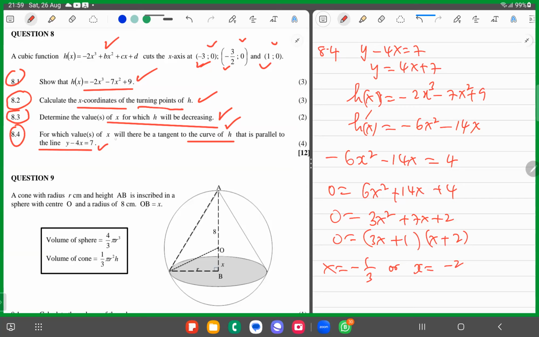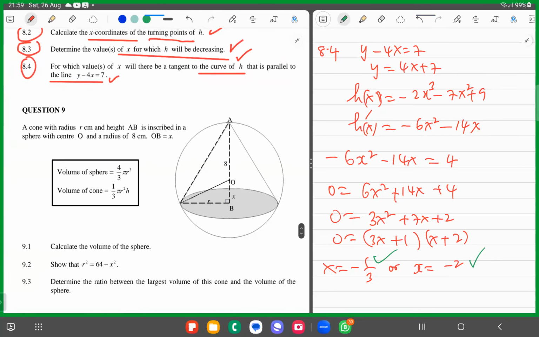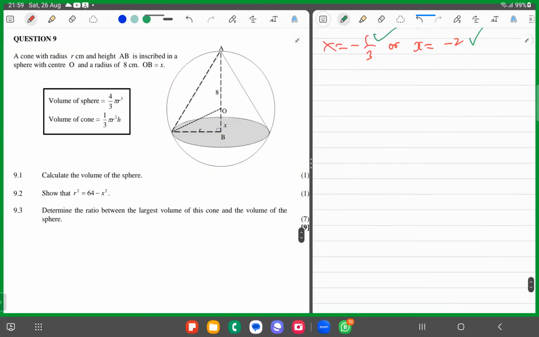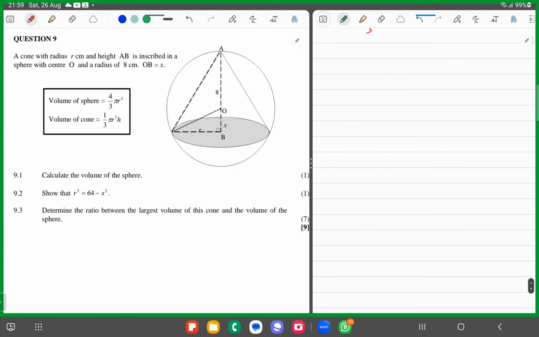So they said determine the values of x for which there will be a tangent parallel to this. So the values of x are two of them, namely x equals minus 1/3 and or x equals minus 2. Right, the next question is question 9 about a sphere. Let's look at question 9 about a sphere.